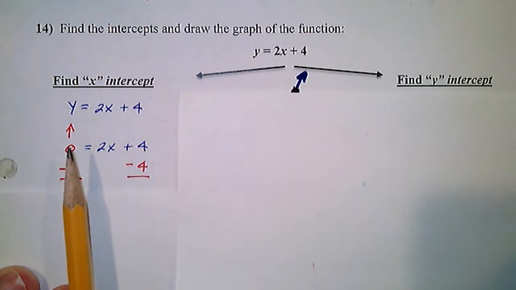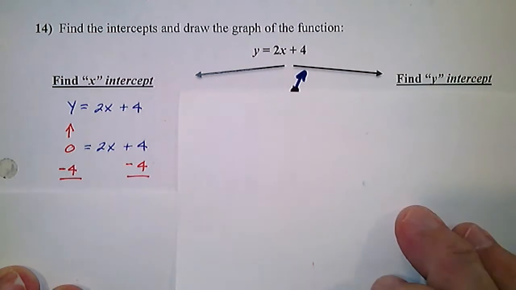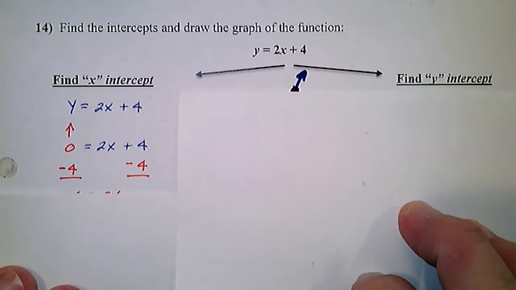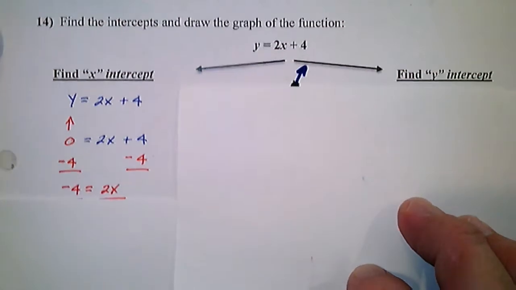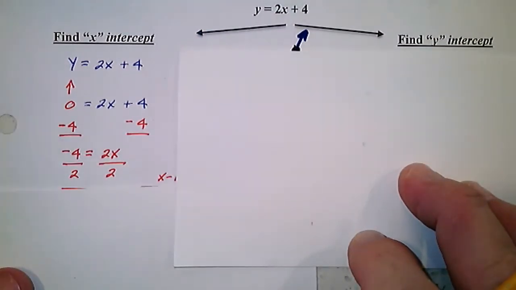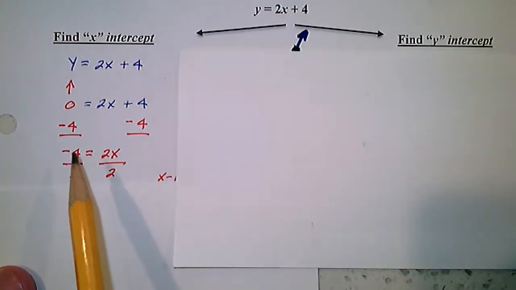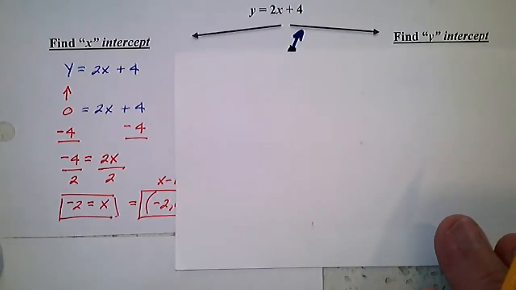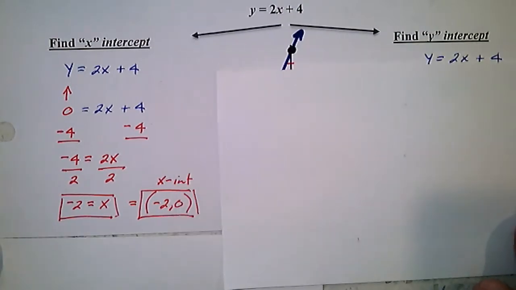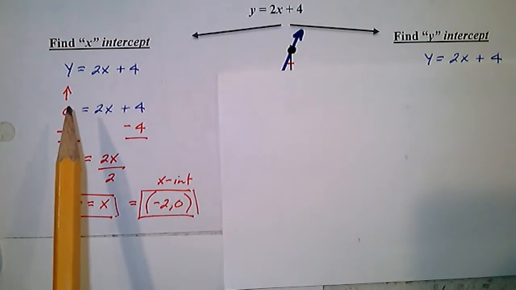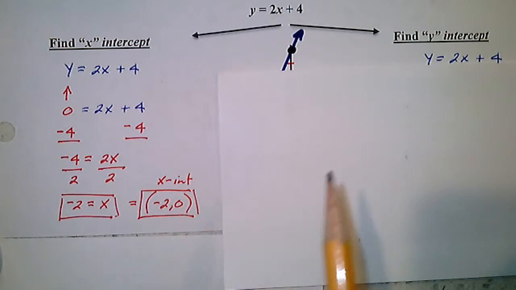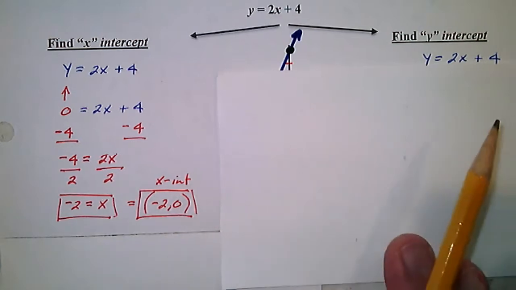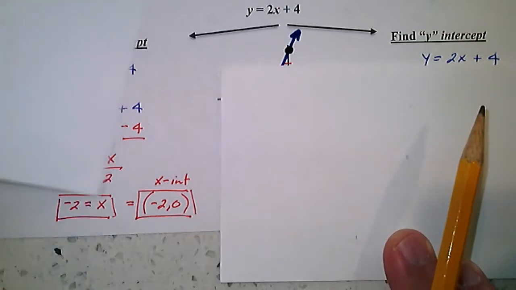So that's gone. 0 minus 4 is going to give me negative 4. And then I'm going to divide by 2. And negative 4 divided by 2 is negative 2. And my x-intercept is at negative 2 comma 0. Negative 2 comma 0. There's my x-intercept. So I can go graph that. Let's go do the y-intercept really quickly.